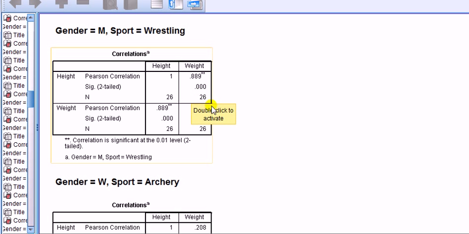So we'll conclude then that for the men, the highest correlation between height and weight was about 0.9. That was pentathlon. And for the lowest, it was table tennis, and that came in at 0.14. Both are positive, meaning that if height increases, weight increases as well.